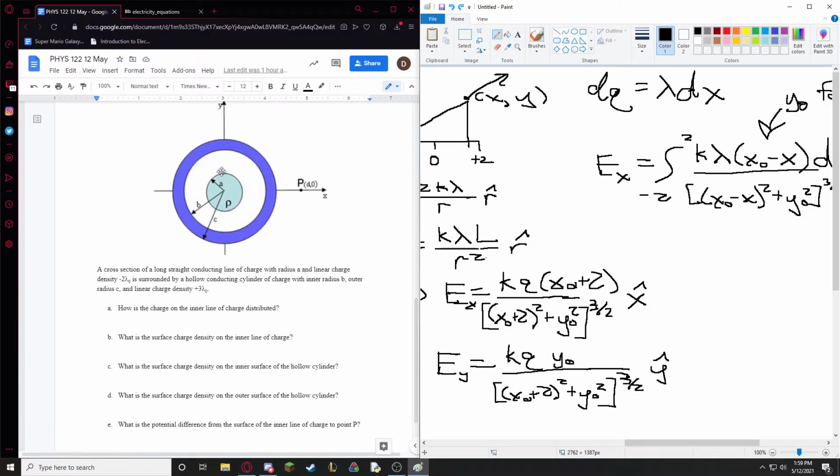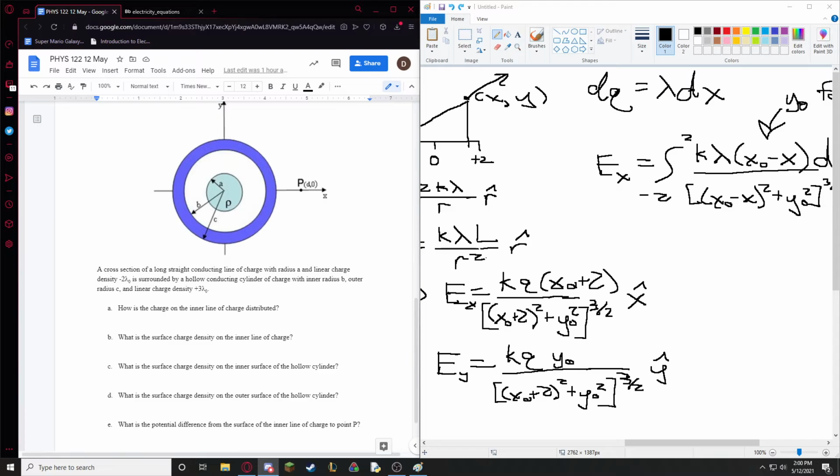So we're going to have a cross section of a very long straight conducting line of charge. Hint word there, conducting line of charge. And we have a linear charge density, -2 lambda naught. It's going to be surrounded by a hollow conducting cylinder, inner radius B, outer radius C, and a linear charge density +3 lambda naught.